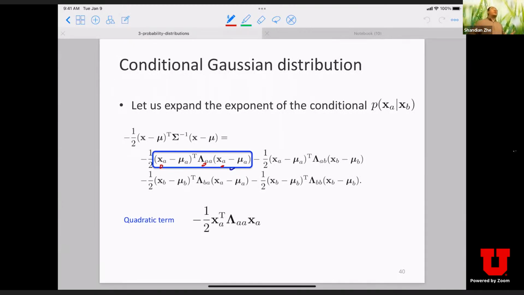Because this is just the quadratic term. We just consider two terms: one is the quadratic term, the other is the linear term. The constant term we just throw out because it doesn't contain X_A at all. So what we care about is which term is quadratic in X_A, which term is linear in X_A, and then we just do the matching. Any other question?